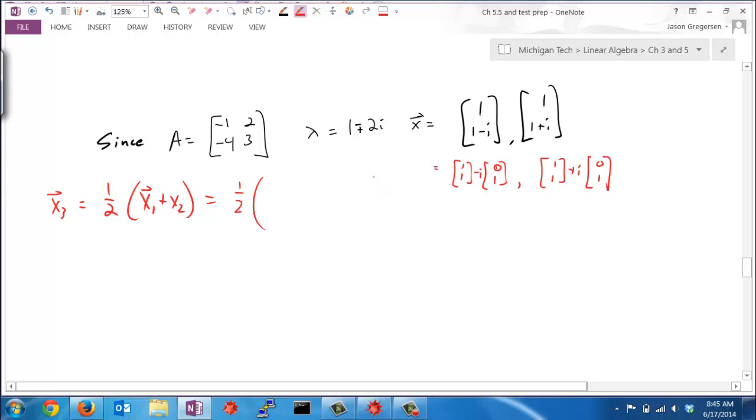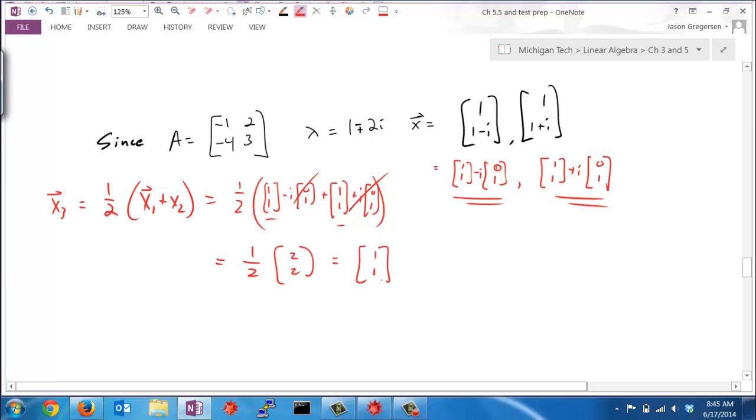But when I add this thing plus this thing, I'll get 1, 1 minus I times 0, 1, plus 1, 1, plus I times 0, 1. Those two things are going to cancel out. So when I add these two vectors together, I really get 1/2 times, well, I'll add these two together, 2, 2, I will get the vector 1, 1. Now, is x3 in my eigenspace? Sure, because it's just a linear combination of my basis vectors. It has to be in my eigenspace. So this is an element of my eigenspace.